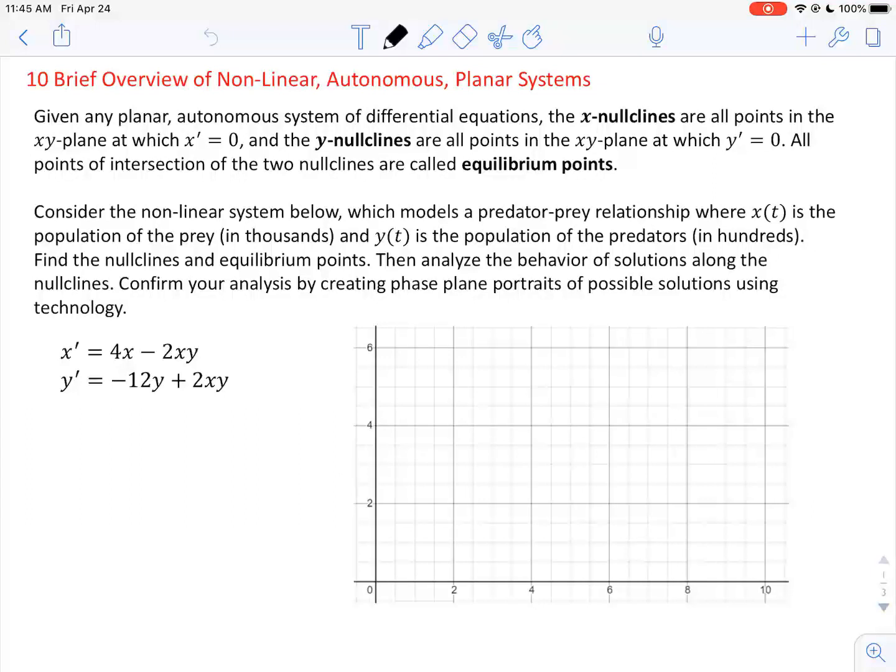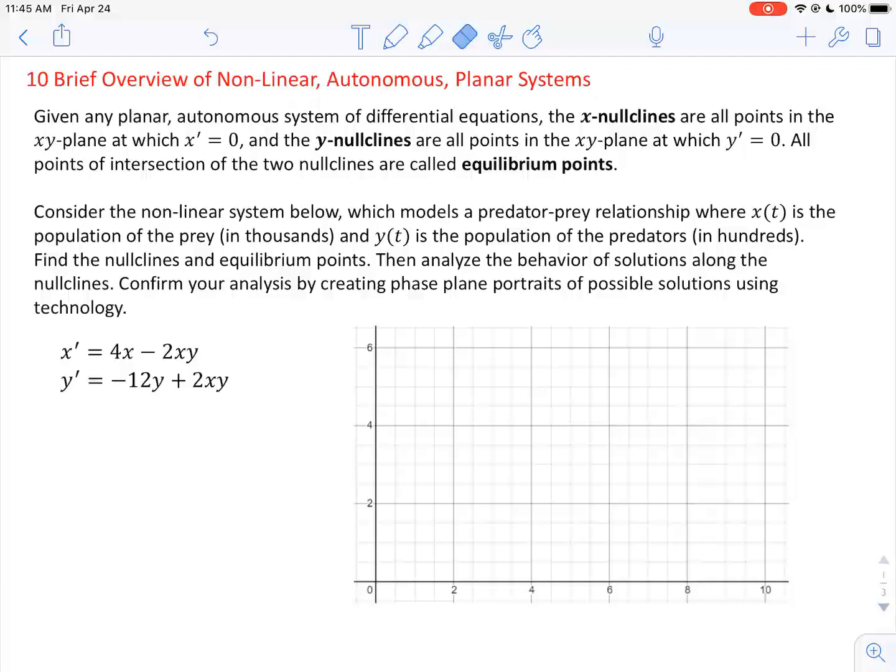And we want the systems to be autonomous. If you recall, that means that the derivatives are only expressed in terms of constants and the functions themselves. So you never see the independent variable, say t, in the differential equations. So no explicit t's visible. And then nonlinear. So this takes us away from all those methods that we've been learning using matrices and eigenvalues and eigenvectors.